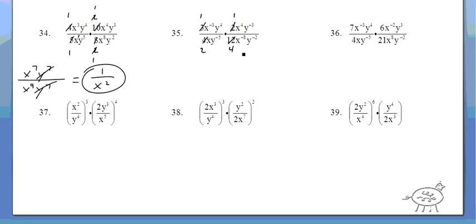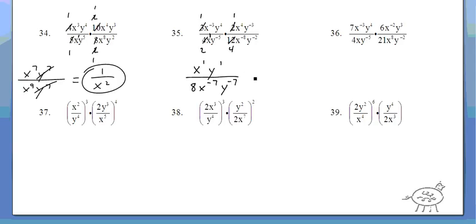All right, and we just multiply straight across. So we have negative 3 plus 4, so it's x to the first power, y to the first power. On the bottom we have 8. x to the, remember it's a 1 here, so 1 minus 8 is x to the negative 7. Negative 5 minus 2 is y to the negative 7.